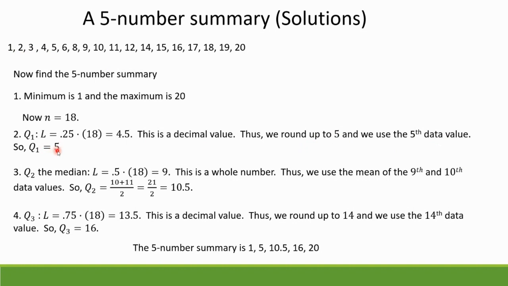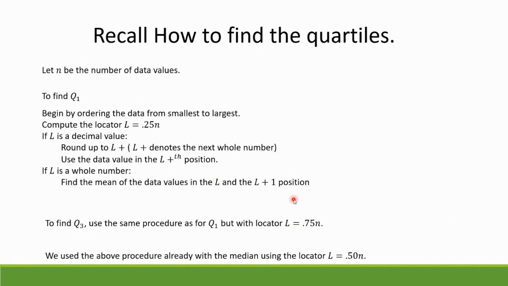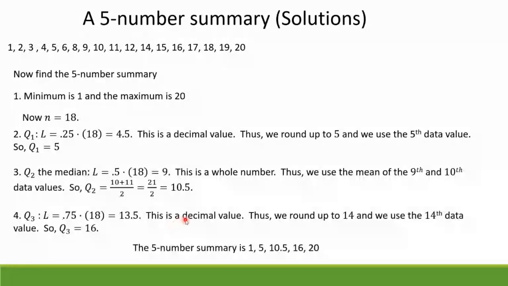For the median, we're going to do L, which is 0.5 times 18, or 0.50 times 18, same thing. And that's half of 18, right? So we're doing the median here, which is down here. That gives us 9, which is a whole number.